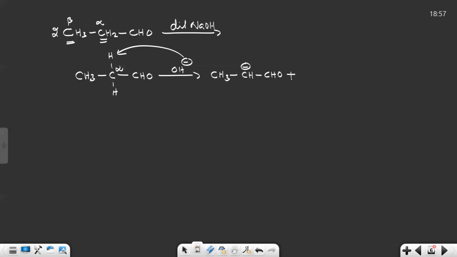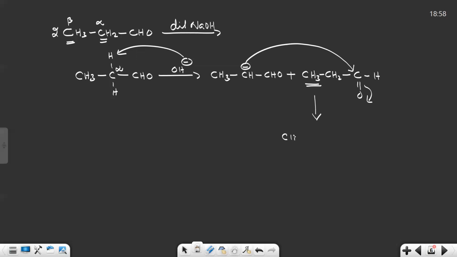Now this one reacts with another molecule of CH3, CH2, CHO. The negative charge attacks this carbonyl carbon and then the negative charge shifts here. Then you will get, I will start from here, this CH3 group.